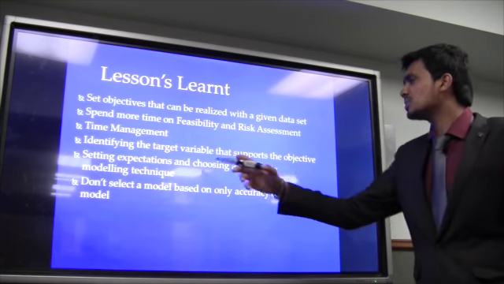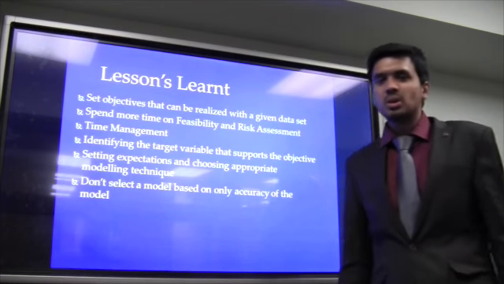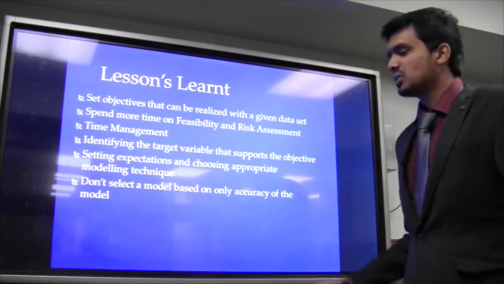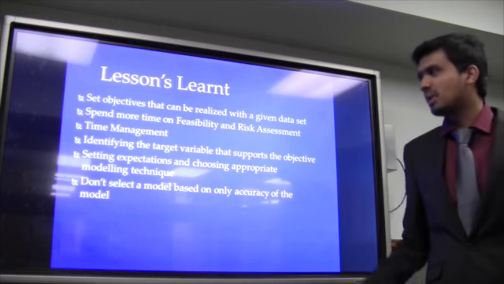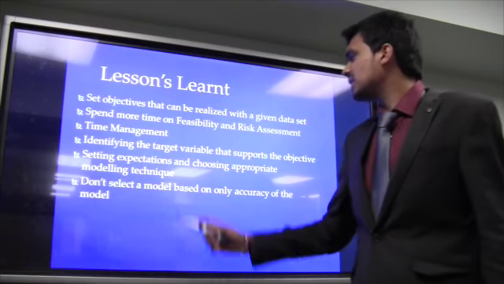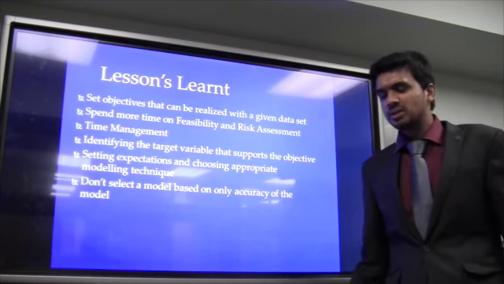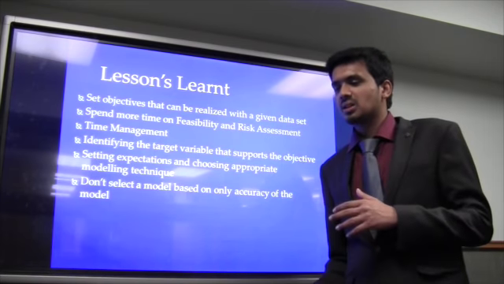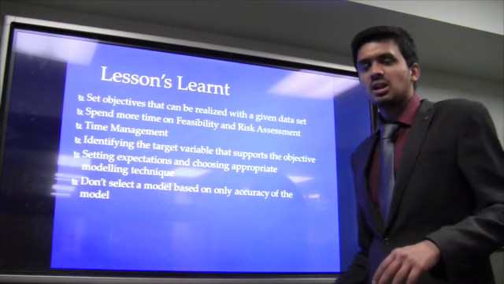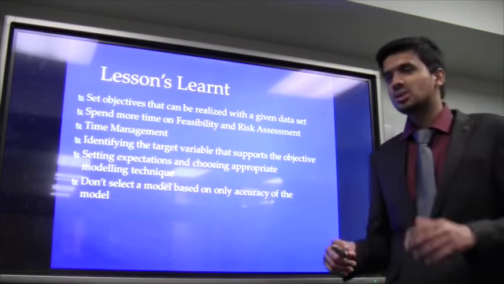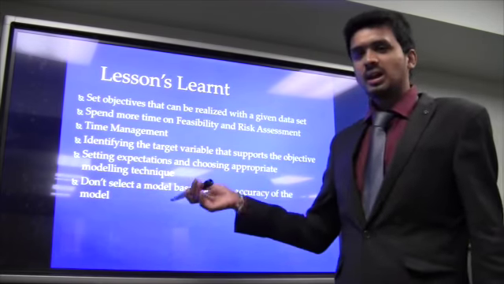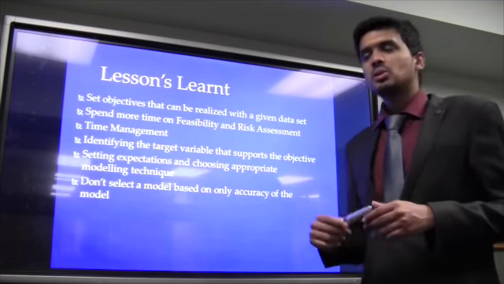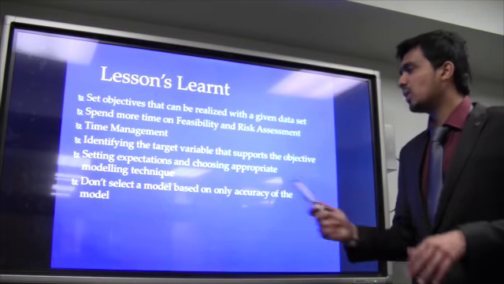And for every project, identifying the target variable is the most important step. In this, we identified the target variable as the average coverage cost, which directly supports the objective, and also set expectations and choose an appropriate model. For example, in this project, we had some expectations. While choosing logistic regression, we expected there is some significant relationship between the coverage cost and the input variables. So it is very important to have some expectations and then choose the modeling technique.